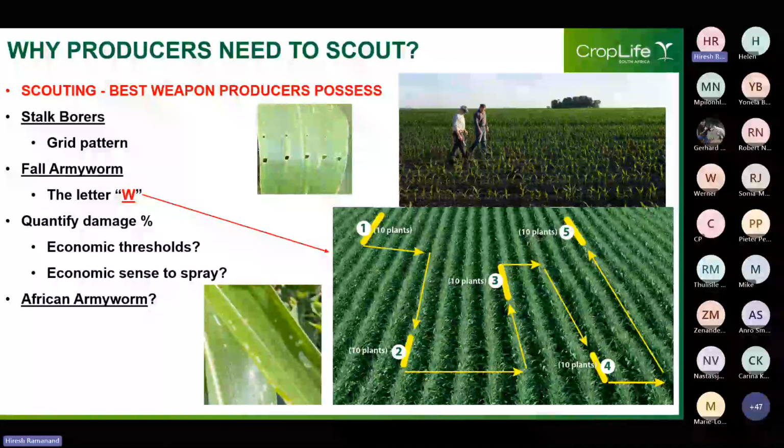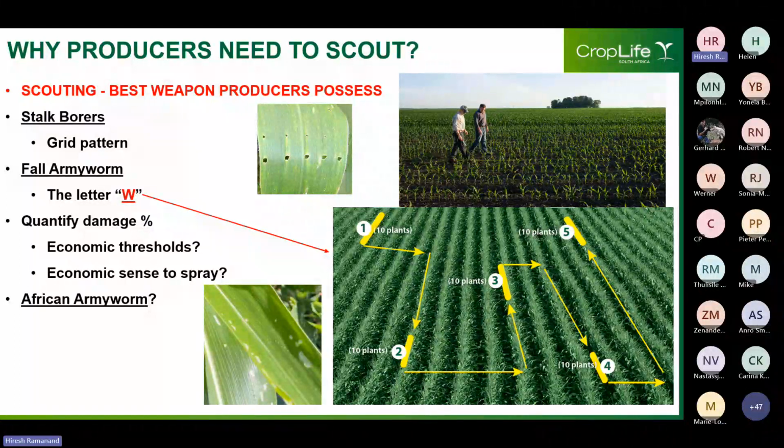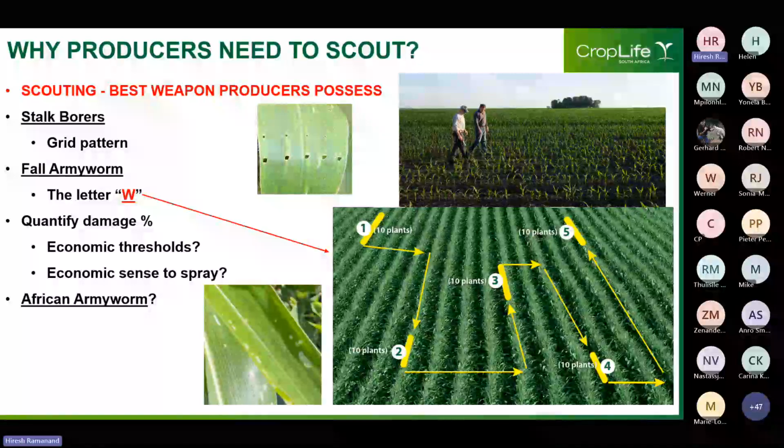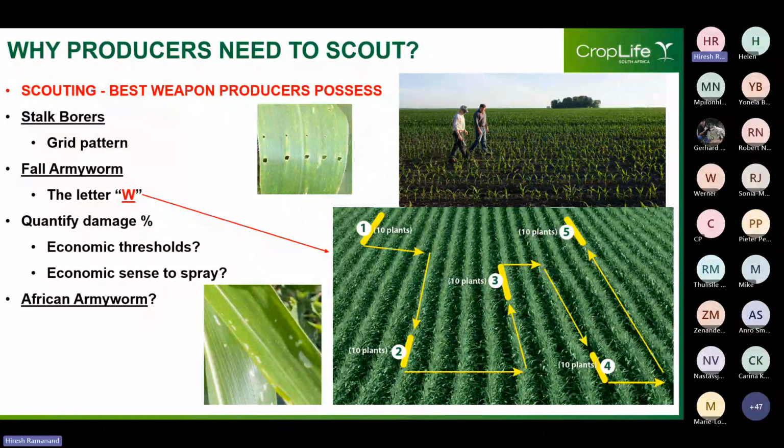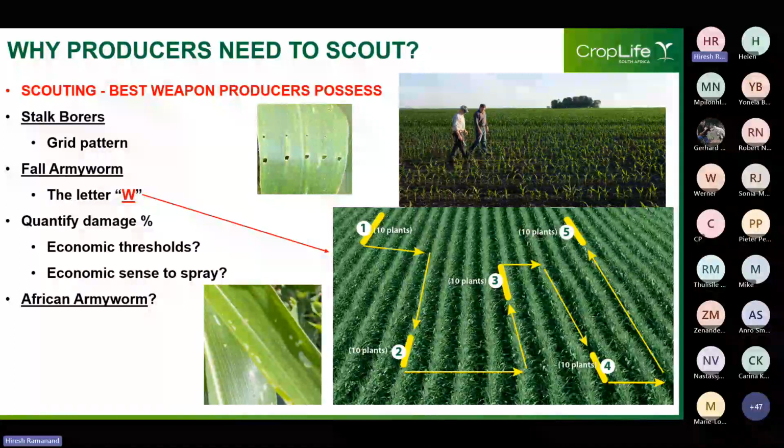Now let's take a hypothetical example. The total number of plants infested by fall armyworm in the 50 plants counted is 26. So in 100 plants, it would be double. 26 multiplied by 2 equals 52, or 52% of the plants infested.